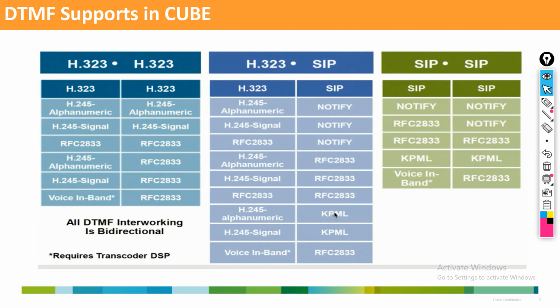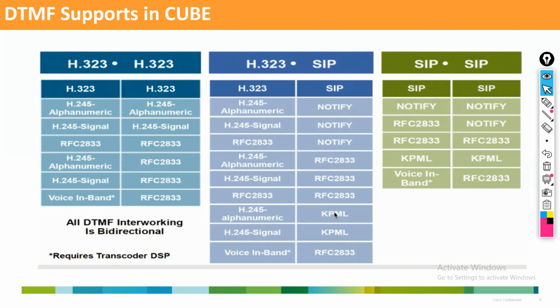We have to configure it. Different protocols have different DTMF methods. For example, if you are using SIP, there is a different DTMF; with H.323, a different DTMF. So here you can see what DTMF you have to support on the H.323 end, and what DTMF you have to configure on the SIP end, meaning both ends, your gateway and provider.